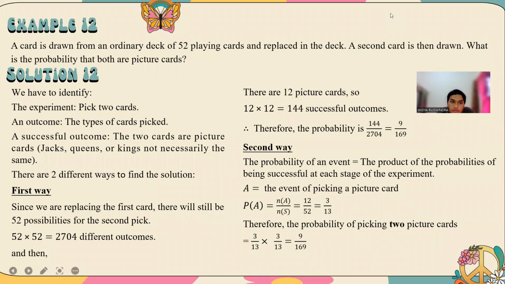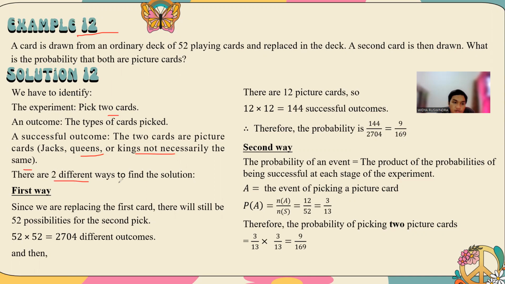So we move to example 12. A card is drawn from an ordinary deck of 52 playing cards and replaced in the deck. A second card is then drawn. What is the probability that both are picture cards? We have to identify the experiment, pick 2 cards, and the outcome, the type of card picked. A successful outcome is that both cards are picture cards, jacks, queens, or kings, not necessarily the same.